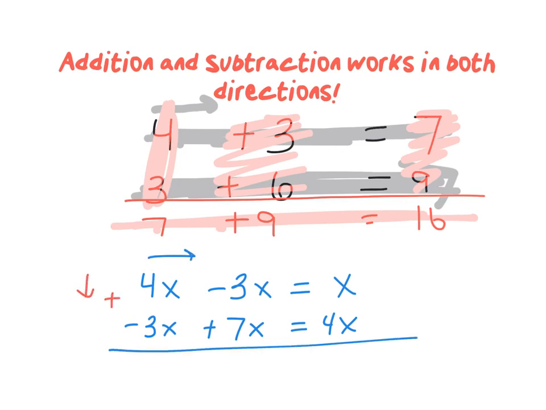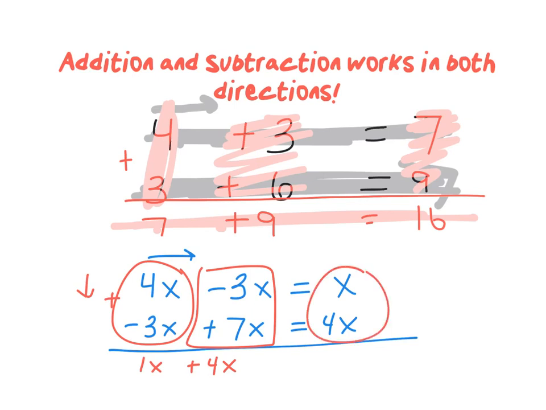Let's say I want to add these things together. I can add them up and down. So 4x minus 3x is 1x. Negative 3x plus 7x is a positive 4x. 1x plus 4x is equal to 5x. So we're seeing this connection between adding and subtracting, not only left and right, but also up and down. This is just a background skill that we're going to use to combine equations.